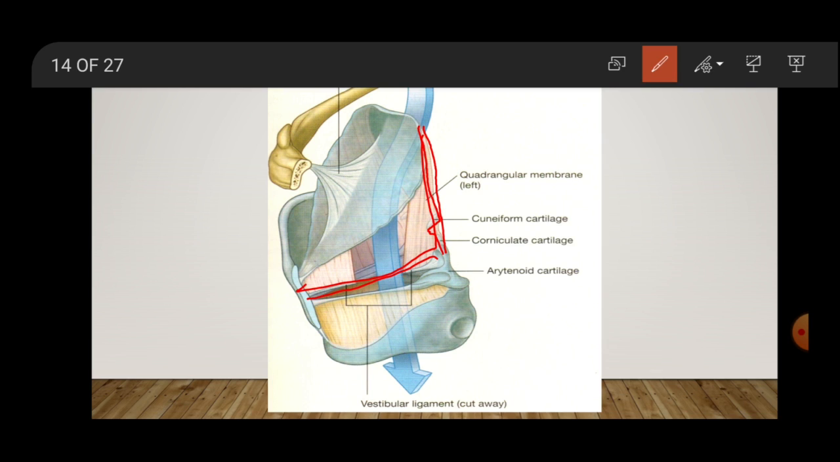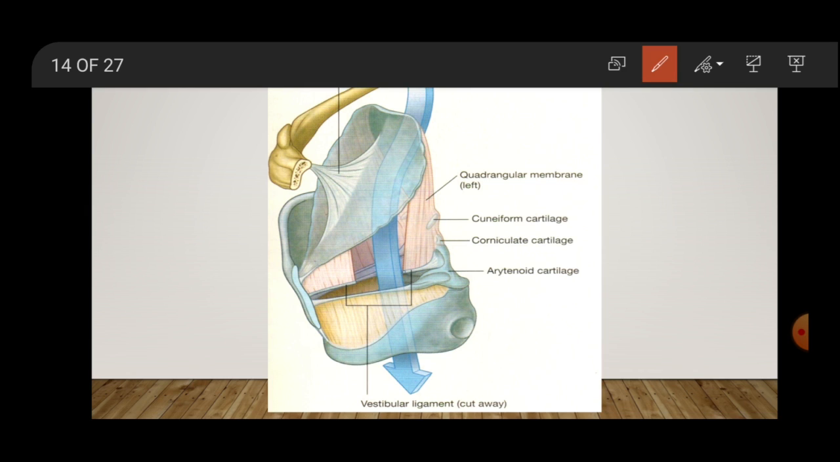Its free lower margin forms the vestibular ligament. This is the free lower margin of this quadrangular membrane. It forms a vestibular ligament which extends between the thyroid angle anteriorly and the vocal process of the arytenoids. So this is the vocal process. As I told you, to the vocal process of the arytenoids the vocal ligament and the vestibular ligament are attached, and to the muscular process of the arytenoid, the two muscles, the posterior and the lateral cricoarytenoid muscles, are attached. So this is the extent of this quadrangular membrane.